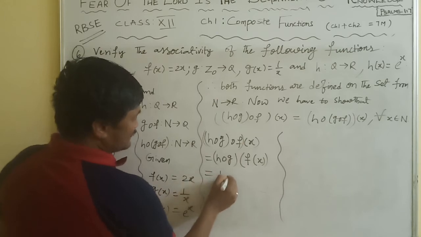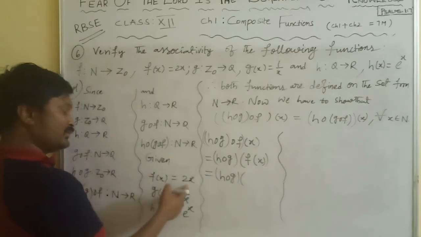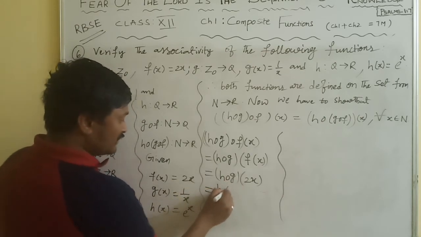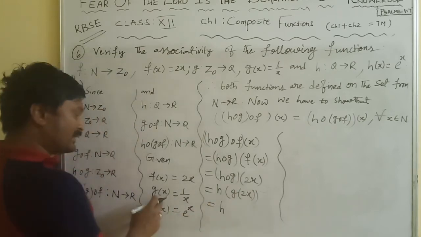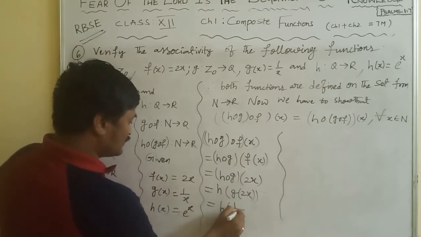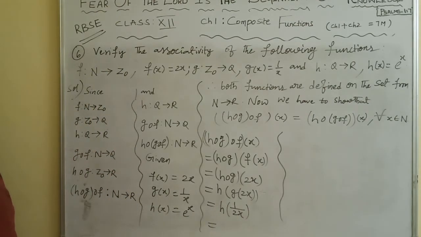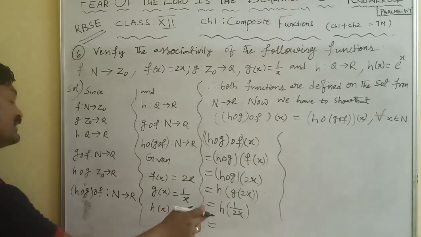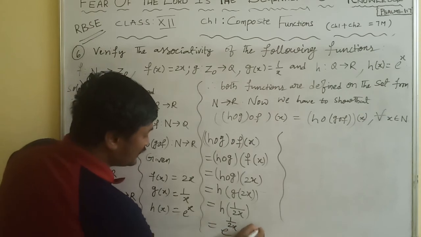So now again h circle g as it is. What is my f of x? f of x is nothing but, you know that, 2x. Just substitute 2x. Now this h circle g, how can I write? h of g of 2x. So now h of, what is g of x? 1 upon x. g of 2x means 1 upon 2x. So write 1 upon 2x. Now h of 1 upon 2x. So wherever x is there, you need to substitute 1 upon 2x. So h of x means e power x. So h of 1 upon 2x means e power 1 upon 2x. Give us equation number 1.